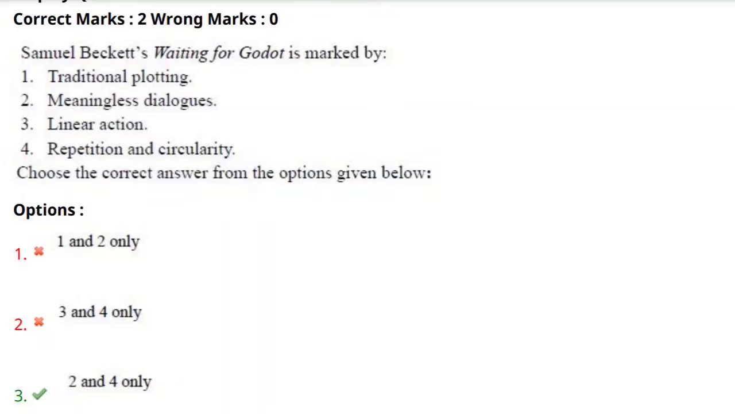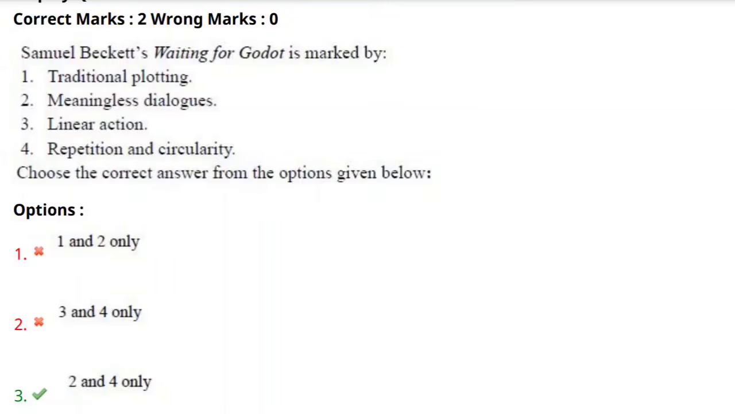Meaningless dialogues is very relevant to the Theatre of the Absurd. Waiting for Godot comes under the Theatre of the Absurd, and we can see the meaningless dialogues between characters like Vladimir and Estragon. So the second option is going to be correct. The third option, linear action, we can see in traditional dramas and plays. But Waiting for Godot comes under the Theatre of the Absurd, and Samuel Beckett is the playwright who majorly contributed to the field. So we cannot find linear action in Waiting for Godot, and the third option is not correct.